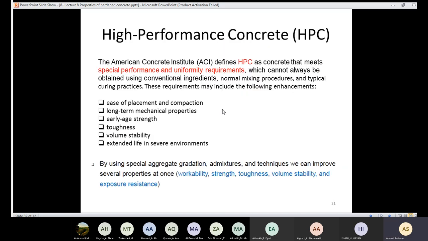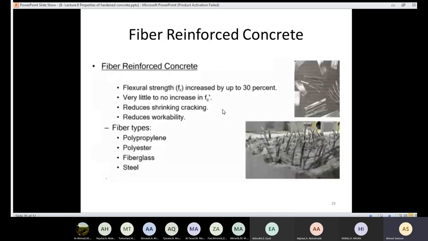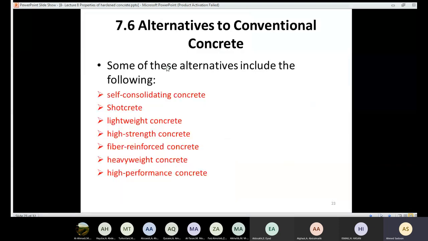So I finish with the alternatives to conventional concrete. Now you know that we have other alternatives to traditional or conventional concrete. It depends on the situation. We have self-consolidated concrete, we have shotcrete, we have lightweight concrete, we have high-strength concrete, we have fiber-reinforced concrete, we have heavyweight concrete, and we have high-performance concrete. So I'm going to move to another slide.